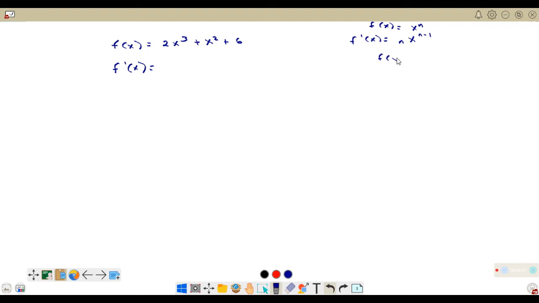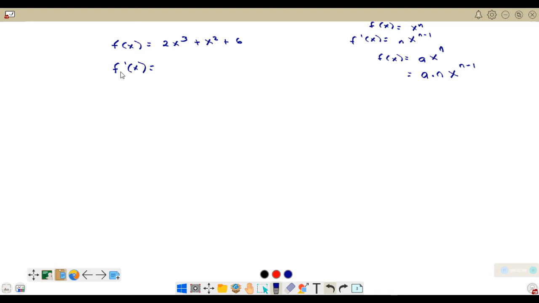And if you have a numerical coefficient beside x, say for example any constant a, affixed with your x raised to n, all you have to do is multiply a by the power n, and then subtract 1 from the power. So, that is what we will do here.